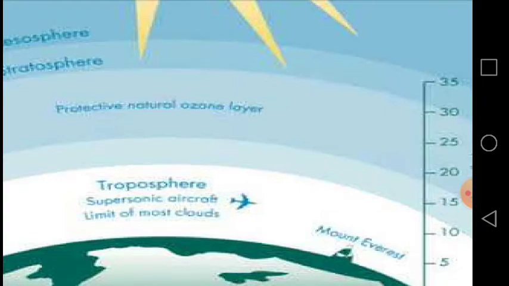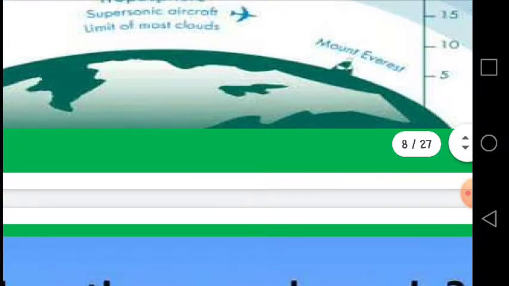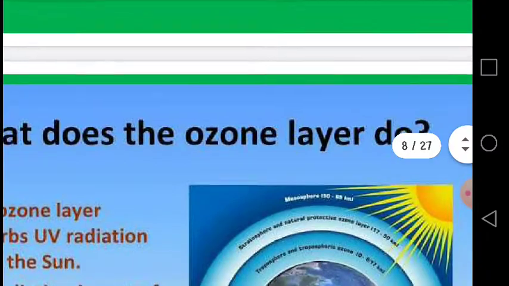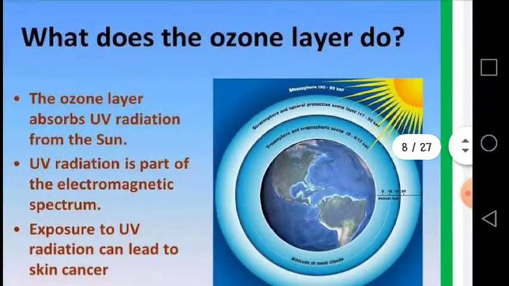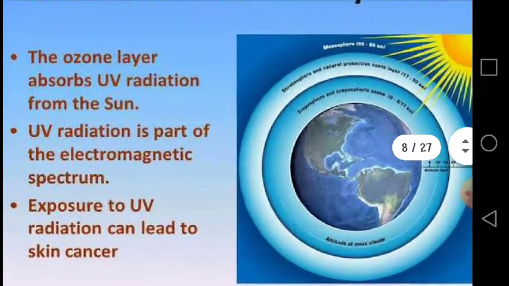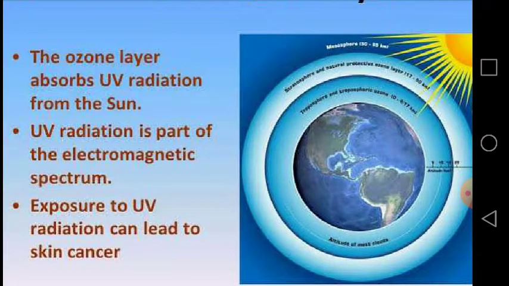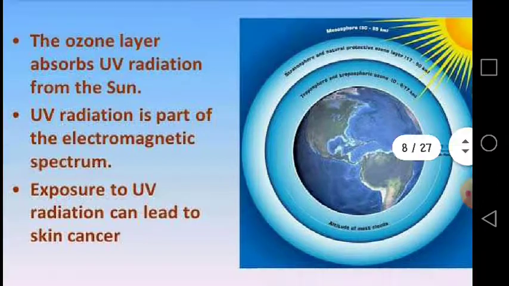Okay, now we have understood the location of the ozone layer. Now we are focusing on what the ozone layer does for us. The ozone layer absorbs the ultraviolet radiations from the sun. Ultraviolet radiation is a part of the electromagnetic spectrum. Exposure to ultraviolet radiations can lead to cancer, specifically skin cancer. So this is very harmful, if the ultraviolet radiations reach the earth's surface.